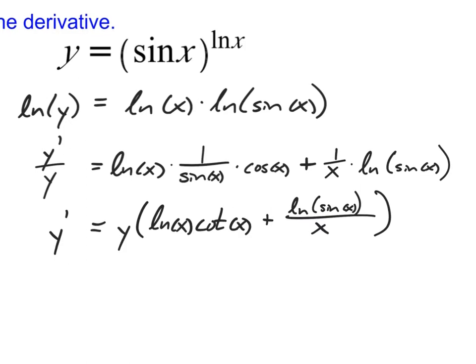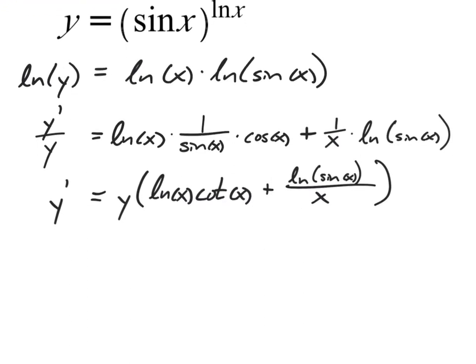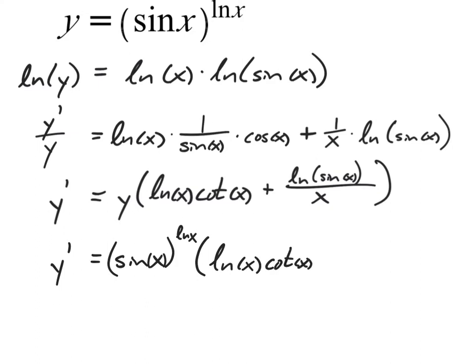And then that's certainly a lot better, although we can go at least one step further and should go one step further, and that is we need to replace y with what y equals. So in this case, instead of writing y, we're going to write sine of x to the power of the natural log of x. That's the original y, and then that's going to be times the exact same thing that we have in the line above, the natural log times cotangent plus the natural log of sine all over x. That then is done.